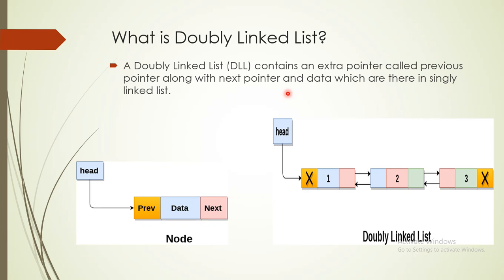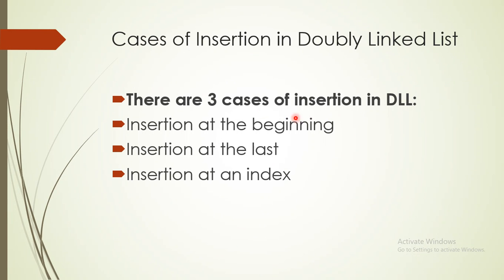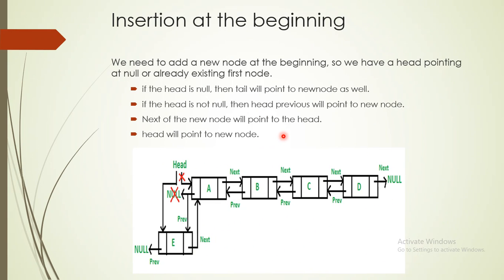Here we have a doubly linked list where head will be pointing to the first node, and the first node's previous will be null, and the last node's next pointer will be null. So this is a doubly linked list. Let us look at the three cases of insertion in doubly linked list. The first one is insertion at the beginning, second one is insertion at the last, third one is insertion at an index. Let us look at them one by one and carefully examine what concept is used here. The first one is insertion at the beginning.